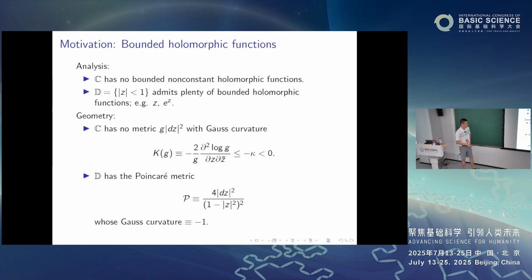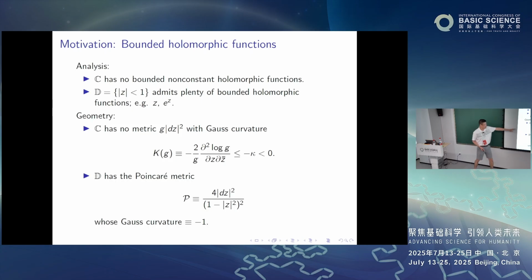So let's look at the geometry point of view. C, on the other hand, has no metric with Gauss curvature negative and bounded away from zero. And D has such a metric, with negative curvature bounded away from zero. Again, the first fact is not so trivial, because C can admit a metric with negative curvature that is just close to zero.